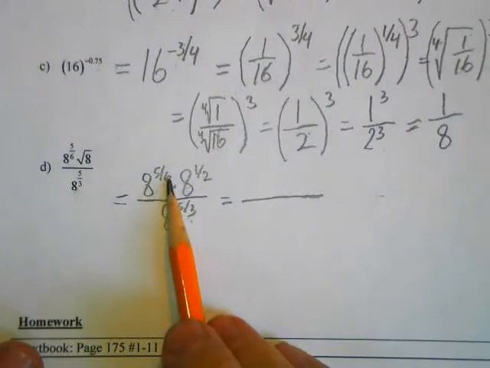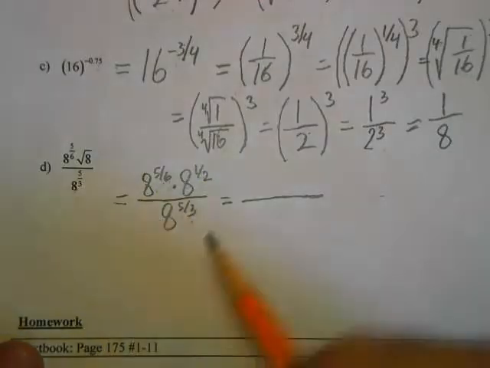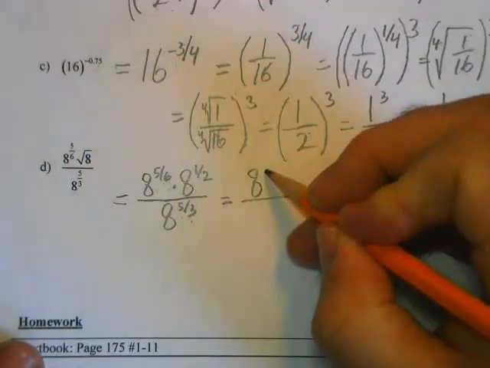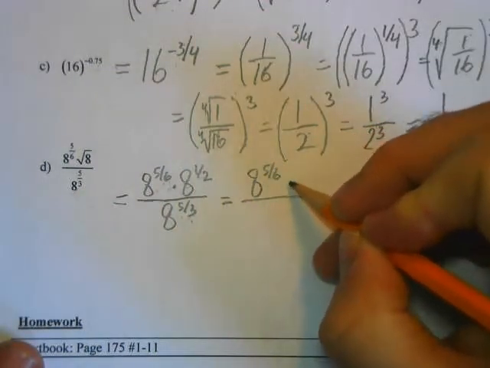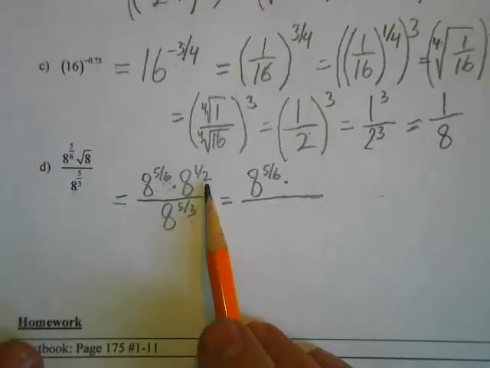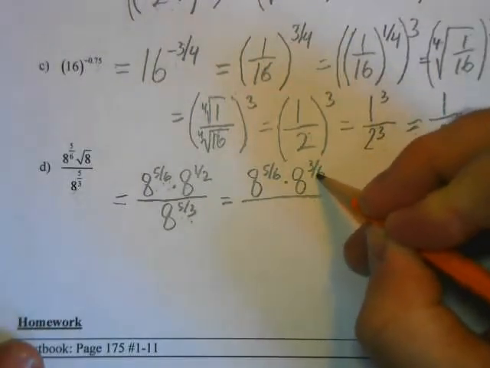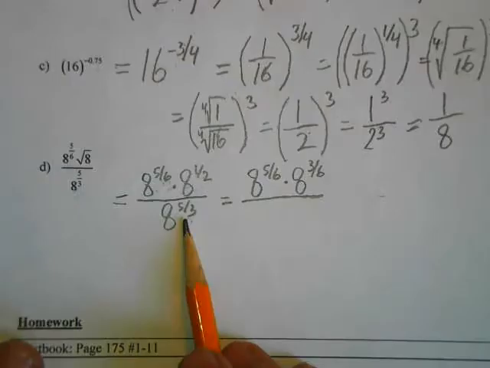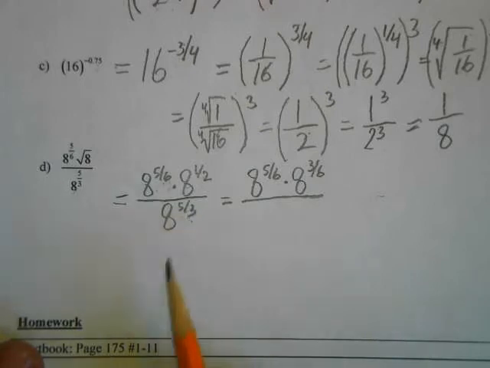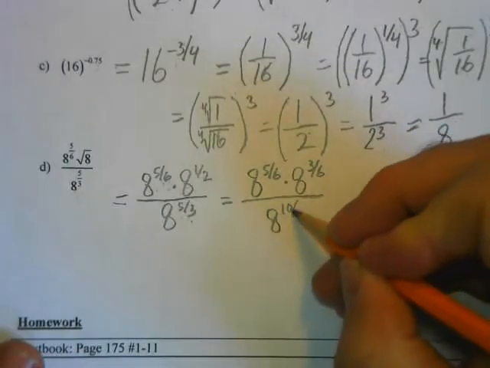So I see denominators 6, 2, and 3. That means I should choose 6 as my lowest common denominator. So I've got 8 to the 5/6. Now I want to convert 1/2 to something over 6. So 1/2 equals 3/6. And if I want to convert this exponent 5/3 to something over 6, I just double the top and bottom. That's going to be 8 to the power 10 over 6.